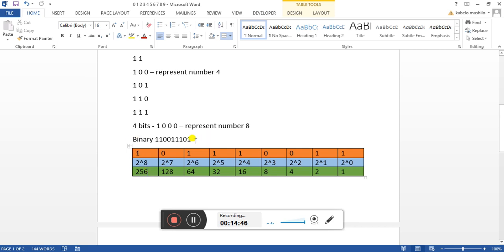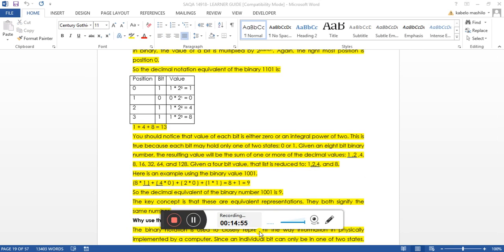So this is the binary notation representation of these numbers, from right to left. Now going back to our learner guide. They say, given an 8-bit binary number, the resulting value would be the sum of one or more of the decimal values. It goes up until 256 in 8-bit. Now, given a 4-bit value, that list is reduced to 1 up to 8.